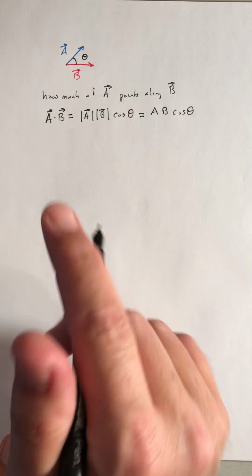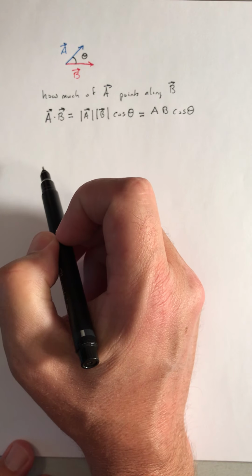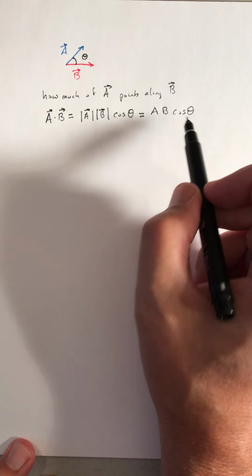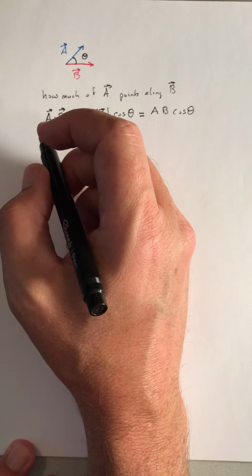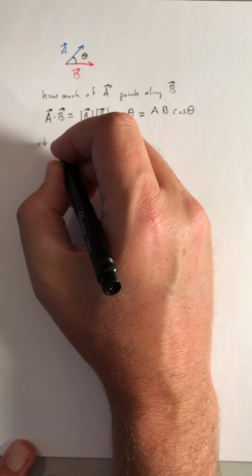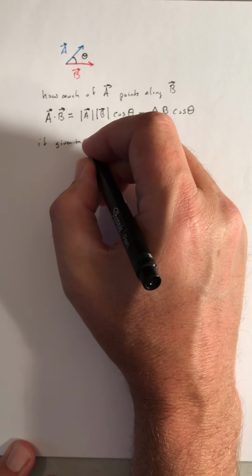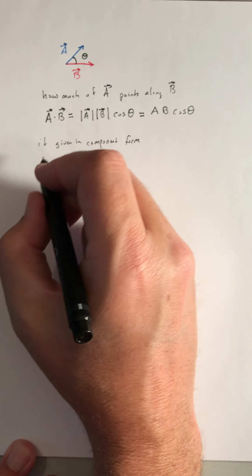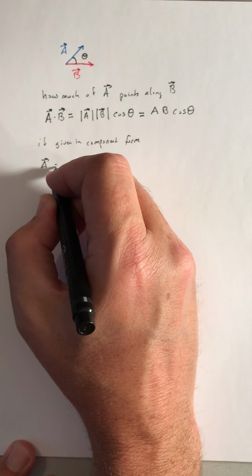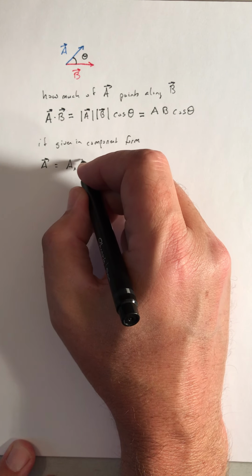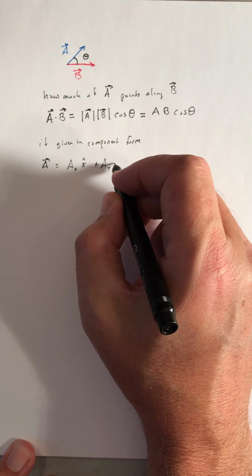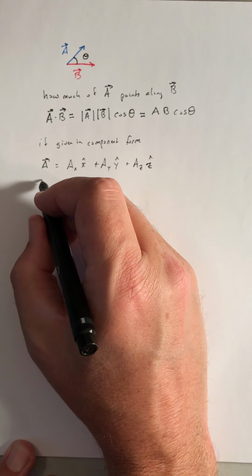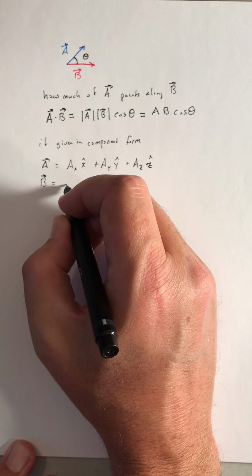If you're given a vector A and a vector B in component form, you don't have to go backwards to figure out their length and the angle in between them. The other way of expressing the dot product is as follows. So if you're given the components, let's say I have a vector A, some component along the x direction, some component along the y direction, plus some component along the z direction. And similarly for B.